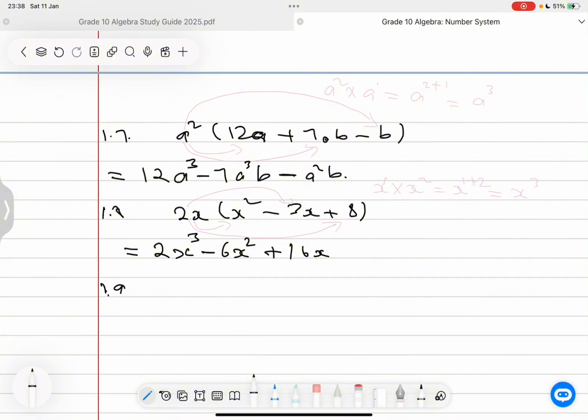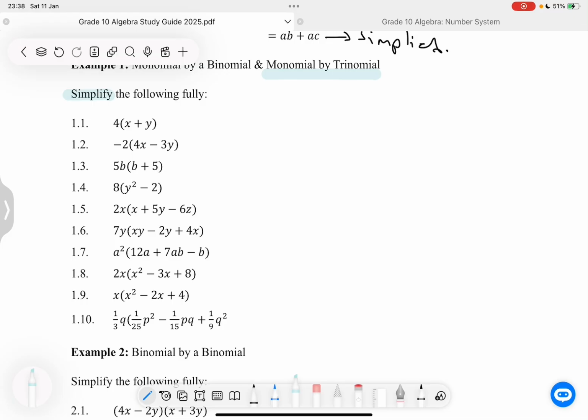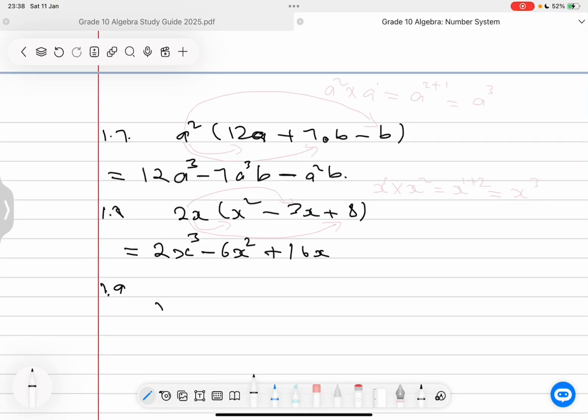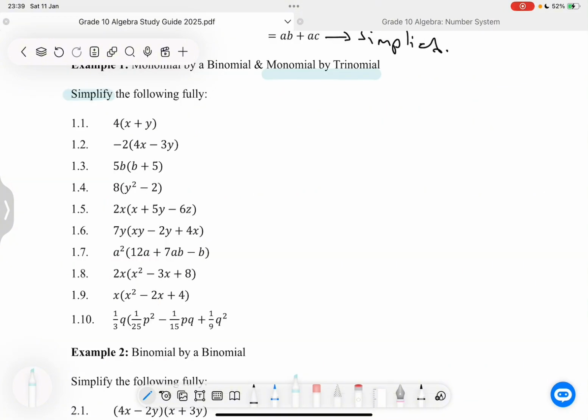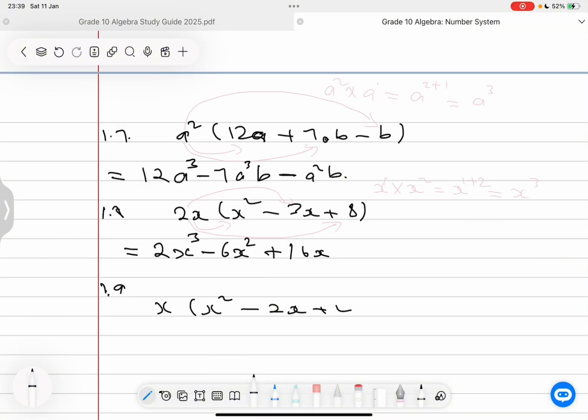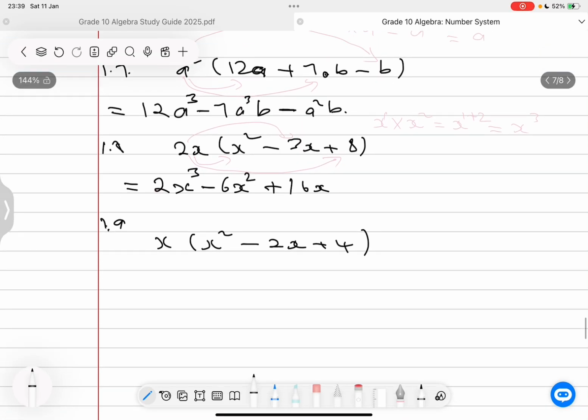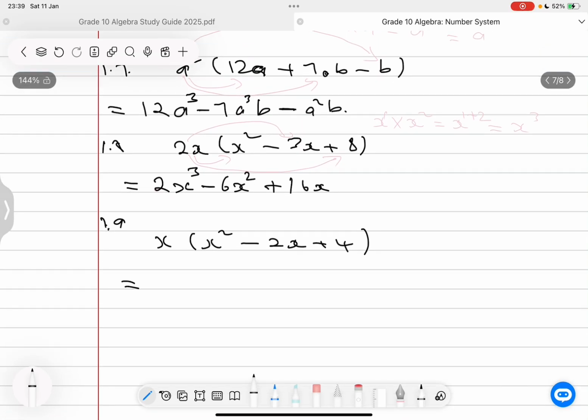And then we have 1.9, where we are dealing with x times x squared minus 2x plus 4, right? And again, with this one, we're going to multiply the x and the x squared. It should give me x cubed. And we're going to multiply the x and the minus 2x. It should give me a negative 2x squared. And we're going to multiply the x and the 4. It's simply going to give me 4x.